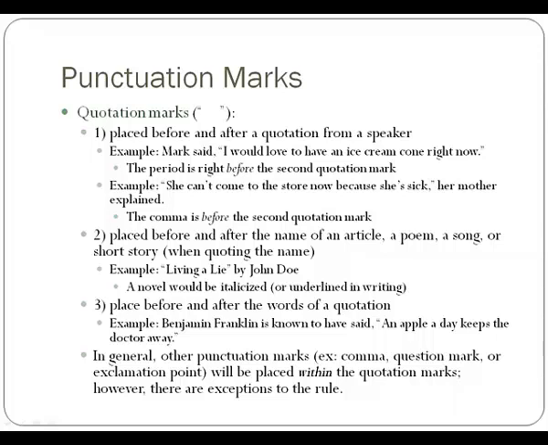Number 2: placed before and after the name of an article, a poem, a song, or short story when quoting the name. Example: "Living a Lie" by John Doe, and that would be the article or song or short story. A novel would be italicized or underlined when you are writing by hand. That's what it means by writing.